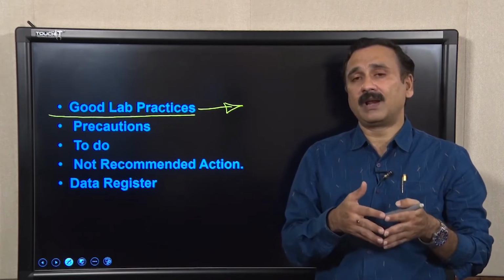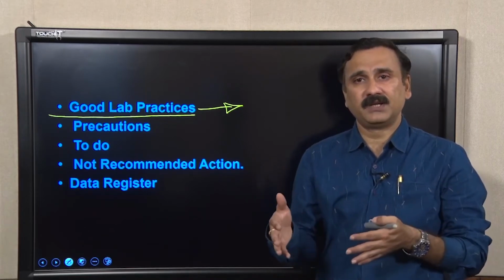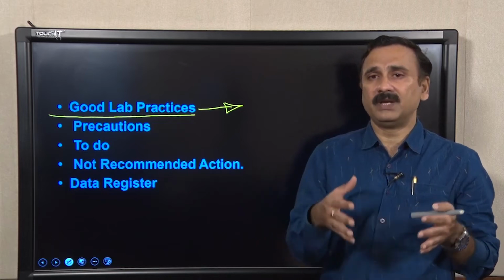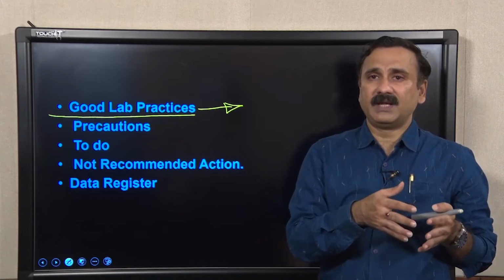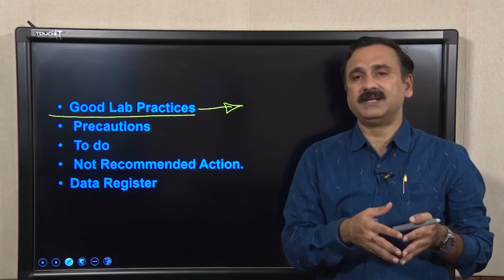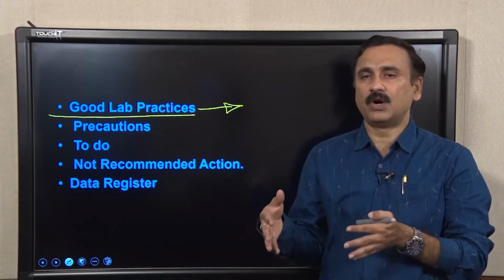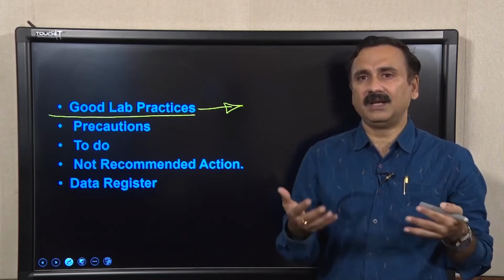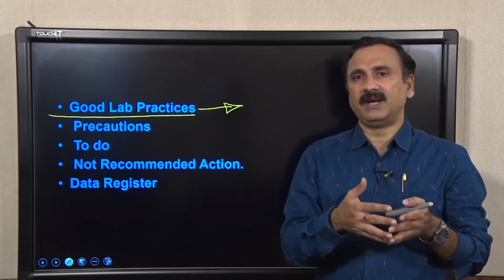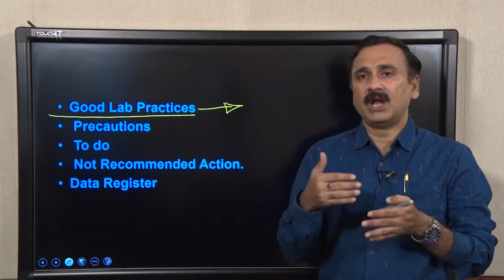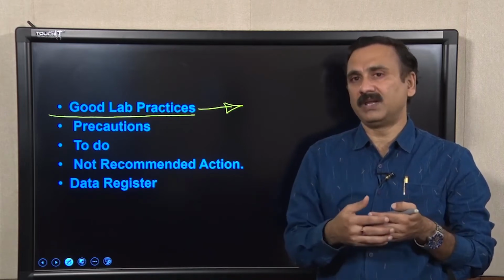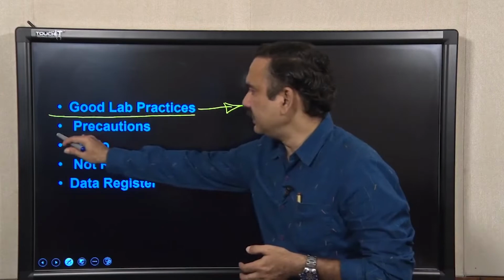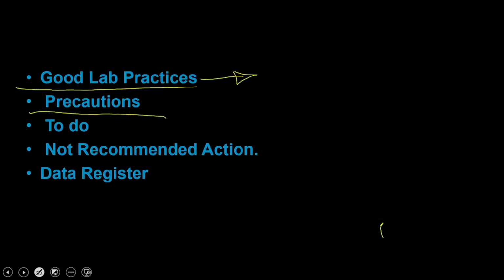And if you are handling infectious organisms, then you have to appropriately use the different types of biosafety cabinets, either laminar hoods or biosafety cabinets. We have also discussed in detail the different types of biosafety levels and how you should handle them. So, this is what we have discussed: the precautions, what you should and should not do, and what is recommended and what is not recommended.